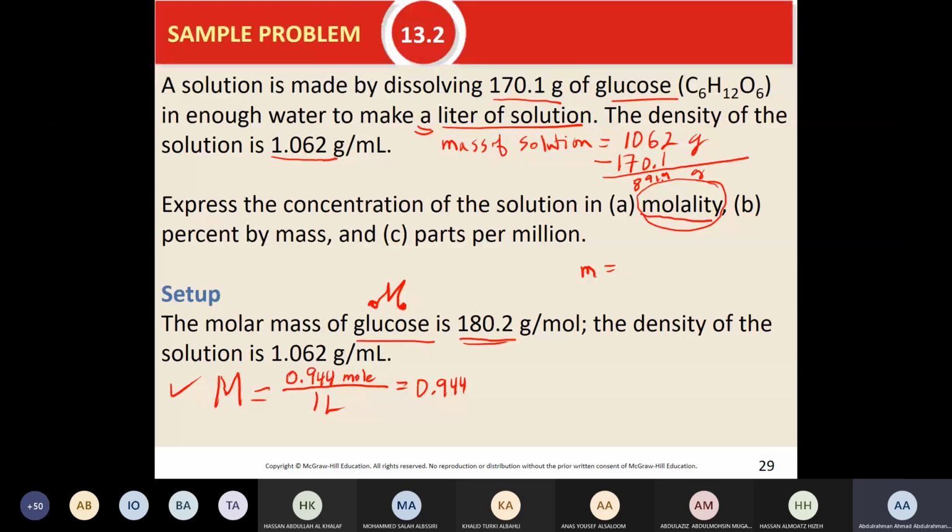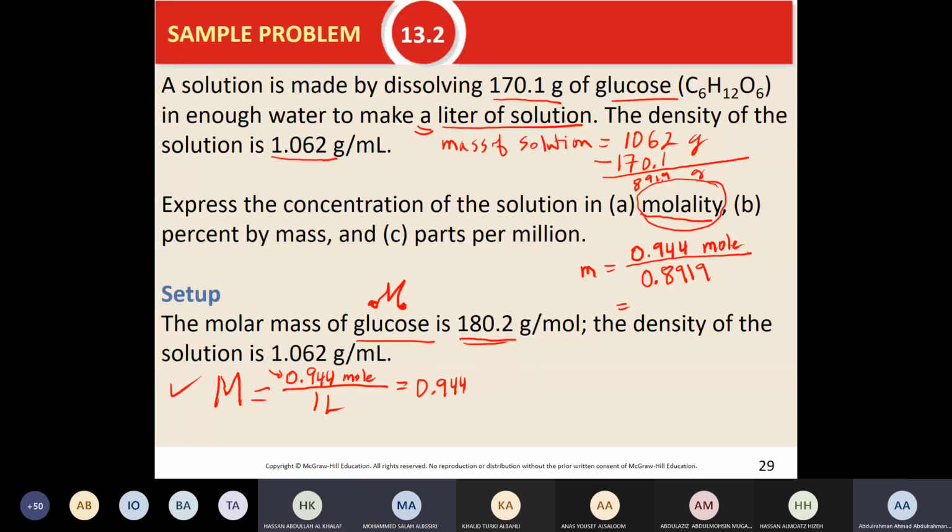What's molality equal to? I'm going to say it's 0.944 mole. From where did I bring this number? Same number of moles, right? Divided by what? By 891.9, the kilograms of solvent. Give me the number: 0.8919. Exactly. Give me the answer.